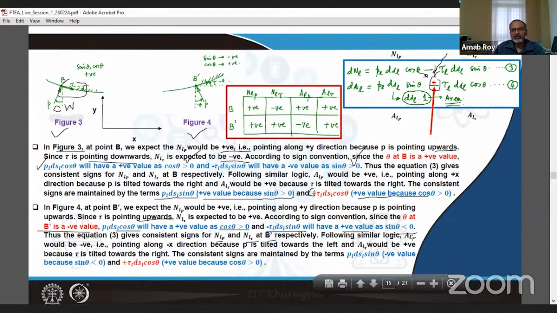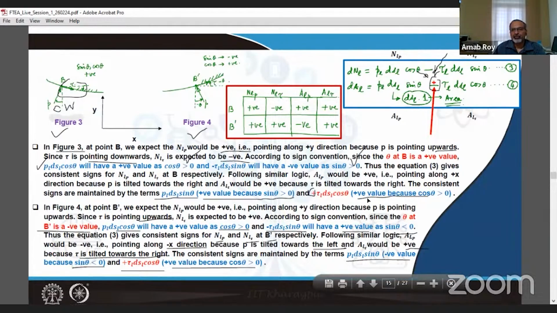Following similar logic, ALP would be negative, that is pointing along the negative x direction because P is tilted towards the left, and AL tau would be positive because tau is tilted towards the right. The consistent signs are maintained by PL DSL sin theta, which is negative because sin theta is less than 0, and tau L DSL cos theta because a positive value of cos theta is involved in that expression.